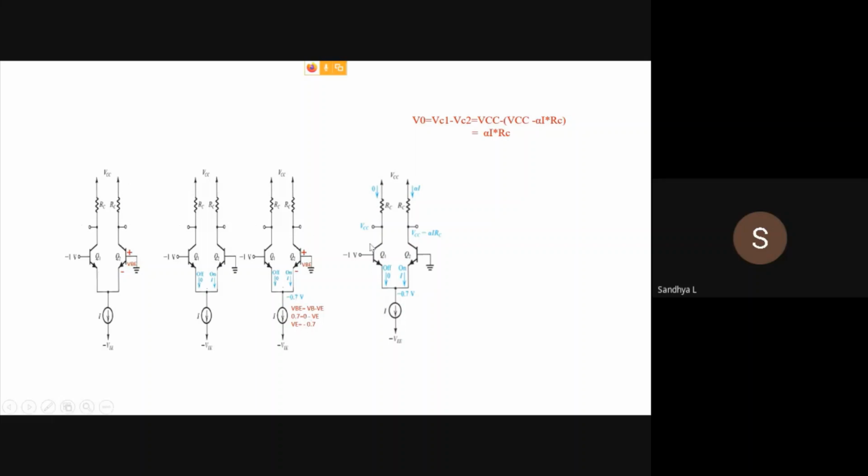So Q1 is off. Since Q1 is off and Q2 is on, entire current will flow through Q2. We have VCC as VC1 and VCC minus alpha I into RC as VC2. These are repetitions of the earlier cases. We just need to find out which transistor is on or off and how. So V naught equal to VC1 minus VC2. So that is equal to alpha I into RC.